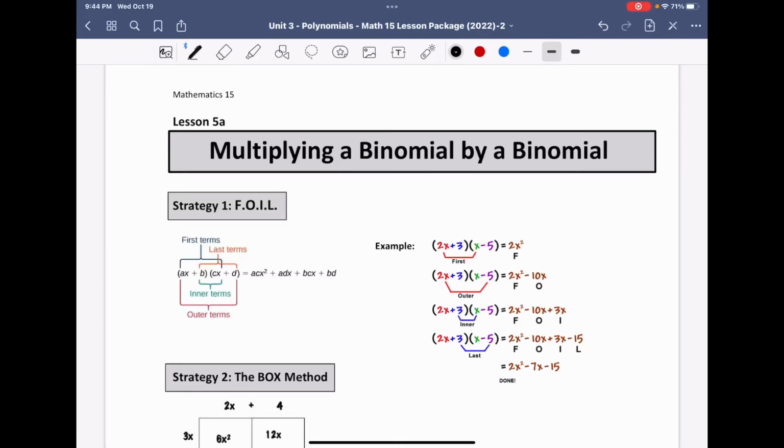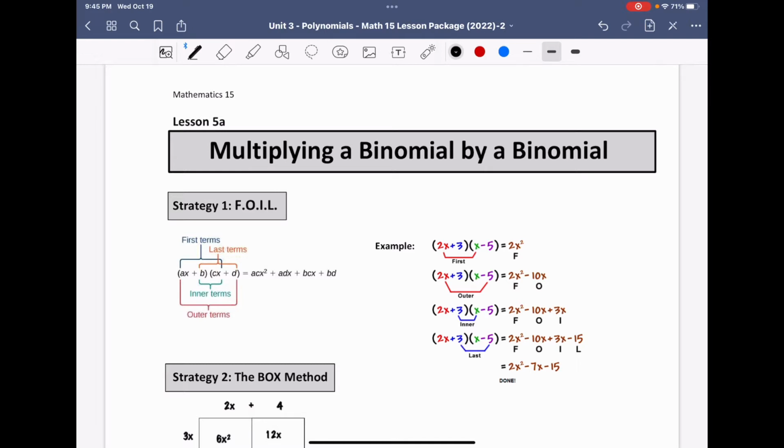All right, so now we move on to a two-part lesson. This is lesson 5a, and we'll cover 5b in our next lesson, but 5a is where we're going to begin here. So we want to deal with multiplying a binomial by a binomial, or what we know as two terms and two terms coming together to make a binomial.